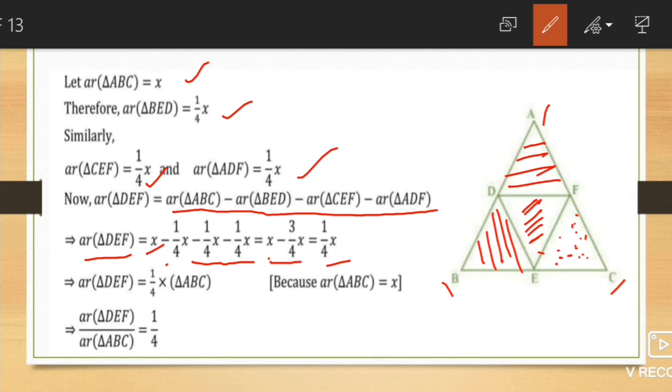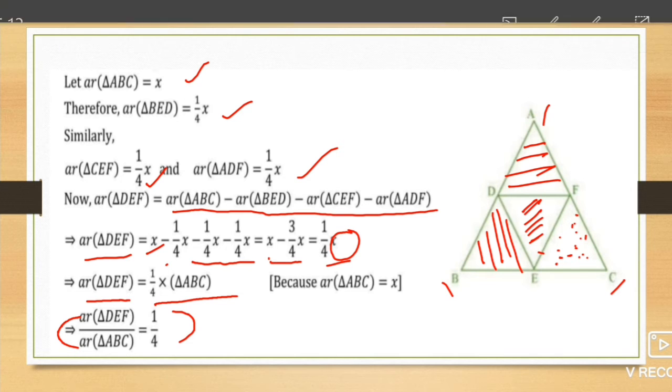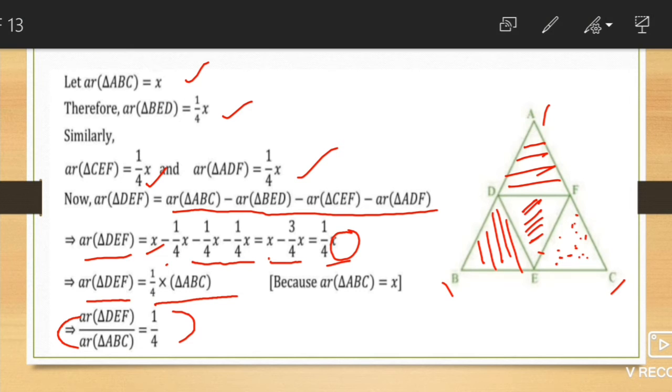So again the area of DEF is equal to 1/4 into area of ABC. x means area of ABC, so you can take this area of ABC to the left hand side. So area of DEF by area of ABC is equal to 1/4. So the ratio is 1:4. In this way you have to solve question number 5.